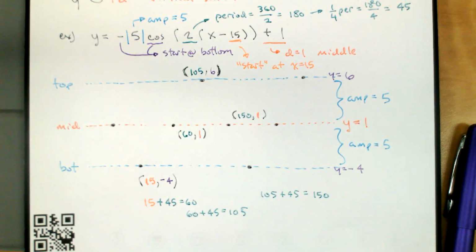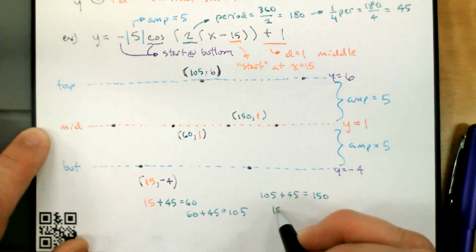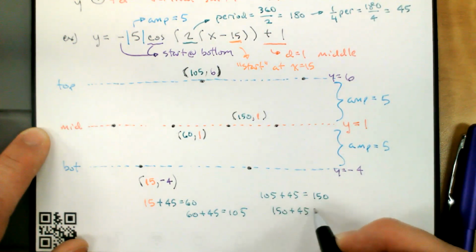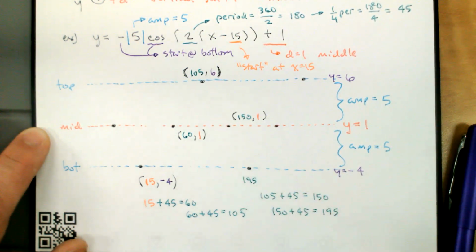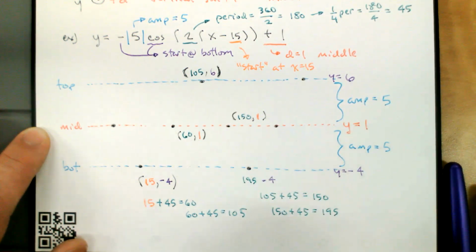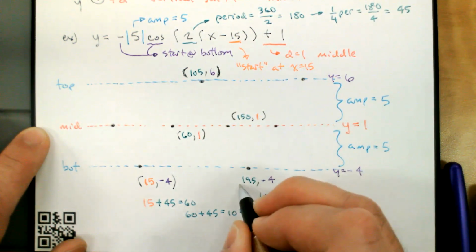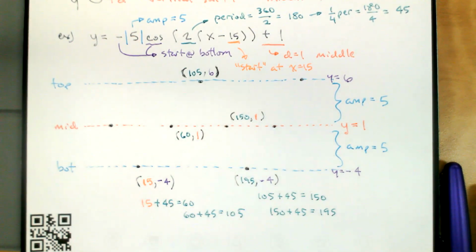Then we're back at the bottom. We've gone one full cycle. So if I add a quarter of the period again, like 150 plus another 45, we'll be at 195. And we'll be back down at the bottom. Then we can go on finding points from there.